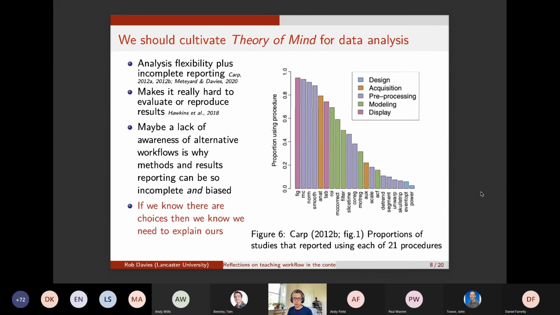And I think we need to do this because if we know there are choices, then we know we need to explain our choices. And this is why I think about theory of mind and the development of theory of mind, because I often ask students to explain their reasoning, tell me about your decision, tell me how you got there. But sometimes it's unclear why I'm asking that. And the reason why I'm asking it is because you could have made other decisions.